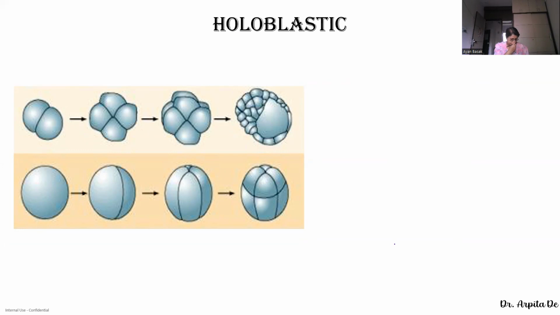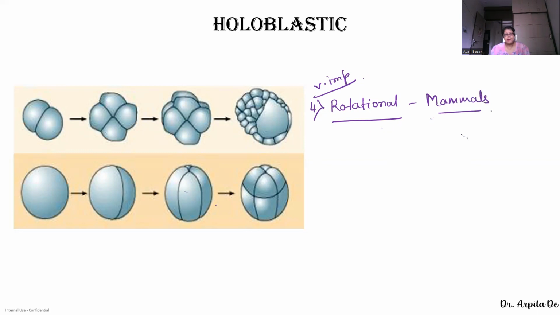Next, what do we have? This one, here you can see. This is the fourth one. Fourth one is rotational. I've seen in different exams, this comes. The rotational cleavage is very important. Why? Because it is found in mammals. Please take a note. This is found in mammals also. It is found in nematodes.